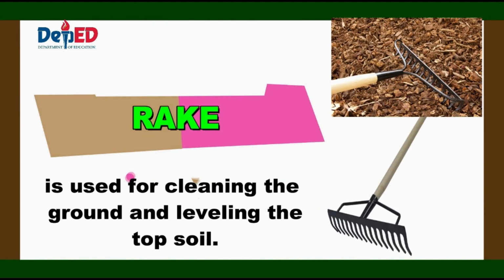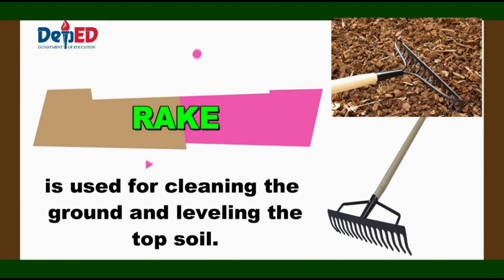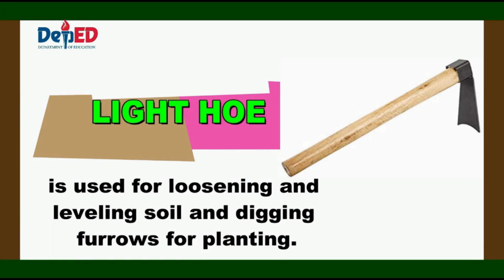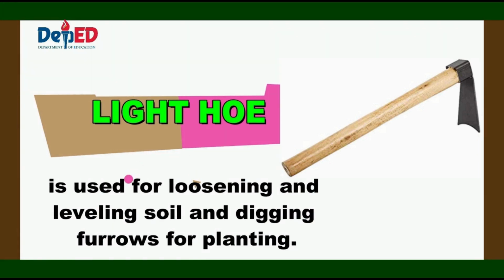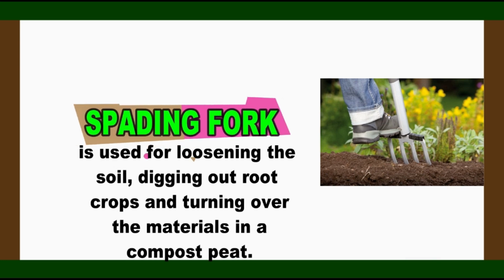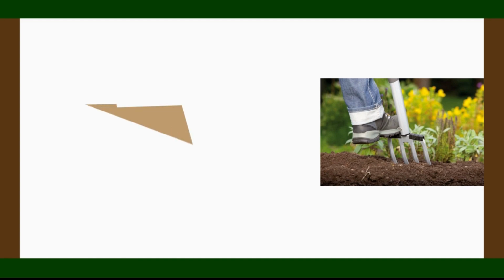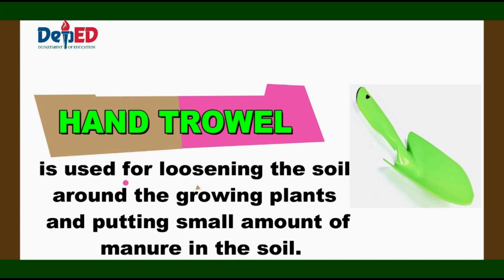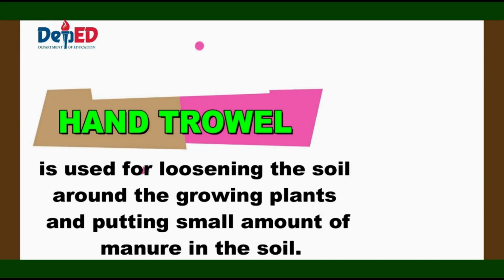Rake is used for cleaning the ground and leveling the topsoil. Light hoe is used for loosening and leveling soil and digging furrows for planting. Spading fork is used for loosening the soil, digging out root crops, and turning over the materials in a compost pit. Hand trowel is used for loosening the soil around the growing plants and putting a small amount of manure in the soil.